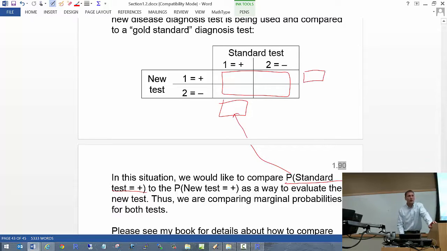And so what that basically represents is that the probability the standard test is positive is a marginal probability. In other words, you don't care about the new test at all. You want to know what's the probability of positive only. Probability the new test is positive. That corresponds to that marginal probability there.